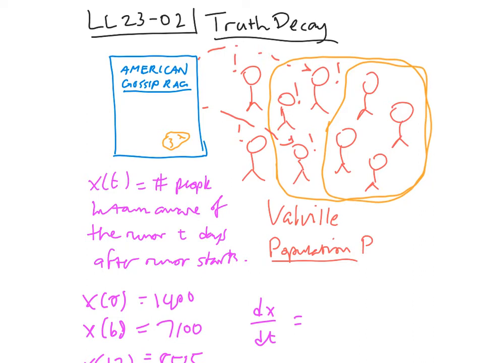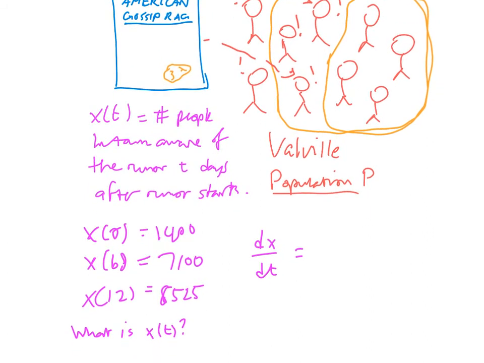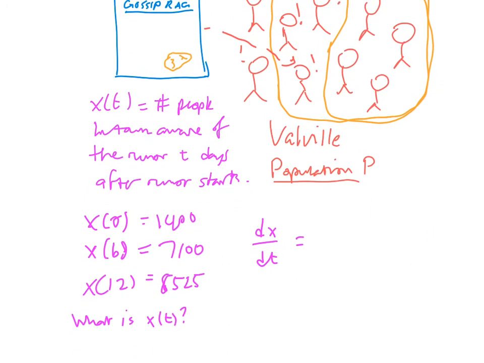But the assumption I'm going to make is that every day, some fraction of the people who don't yet know the rumor become aware of the rumor. Just to be clear, these numbers down here are the number of people who are aware of the rumor at any given time. So I'm not saying that on day 6, 7,100 new people become aware. I'm saying by day 6, 7,100 people are aware, including the 1,400 who were already there. All right, clear as mud.